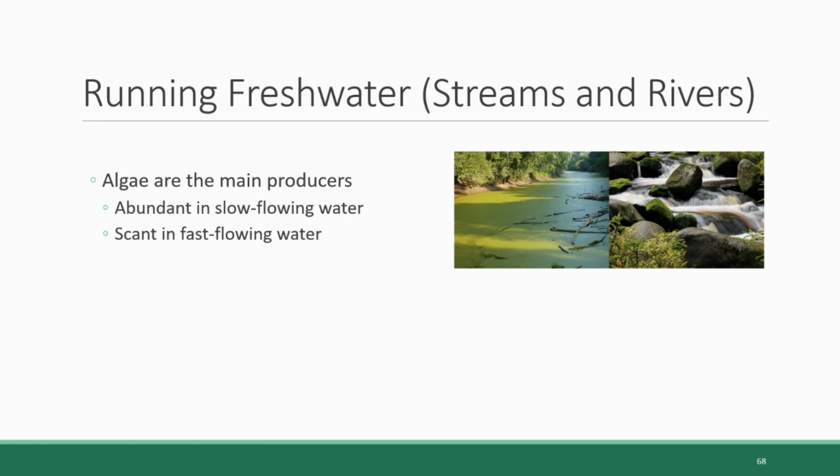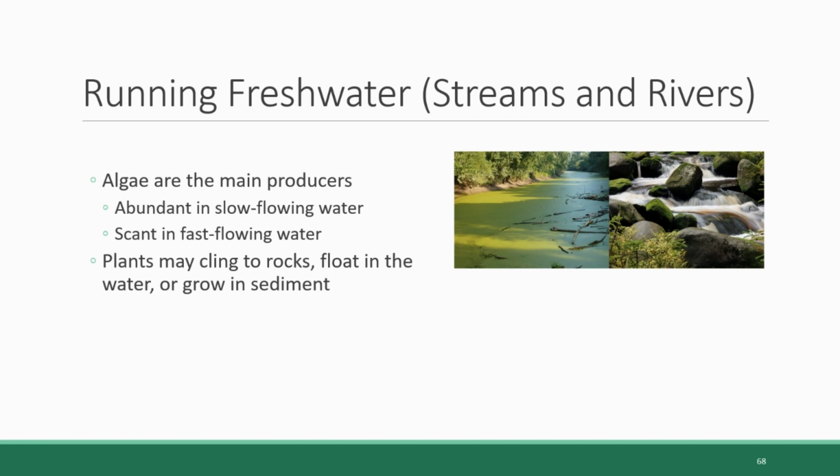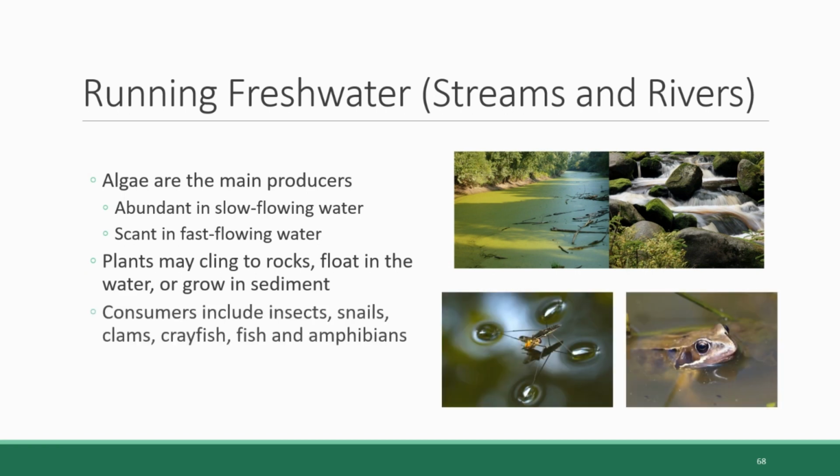Plants can also support the food chain in streams and rivers, and they can take several routes to surviving in the river. They may cling to rocks, float on the surface of the water, or grow out of the sediment at the bottom. And then the algae and aquatic plants, the producers, will support consumers in the food chain, which include insects, snails, clams, crayfish, and amphibians.